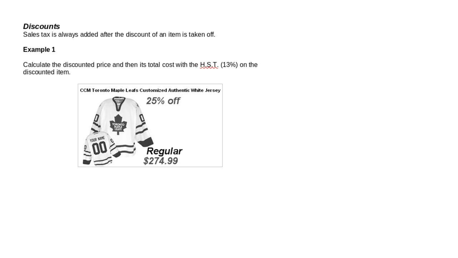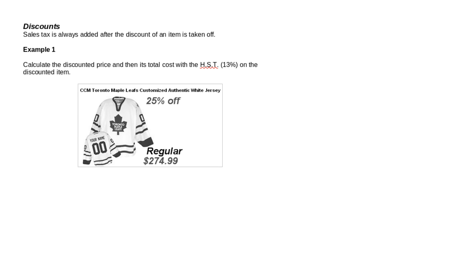So today we're going to take a look at discounts. Now, you've got to remember that sales tax is always added after the discount is taken off. Now, if you look at this first example, it says we want to calculate the discounted price and then calculate the total cost based on the fact that I've got 25% off. Now, here is the basic solution.